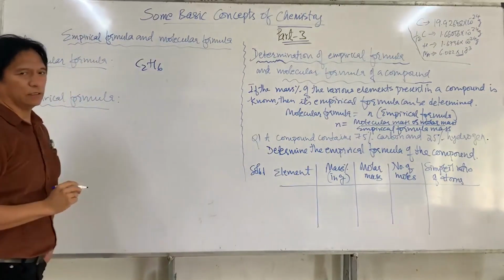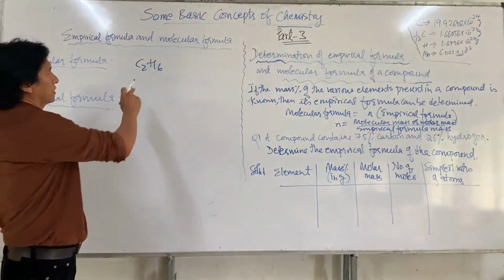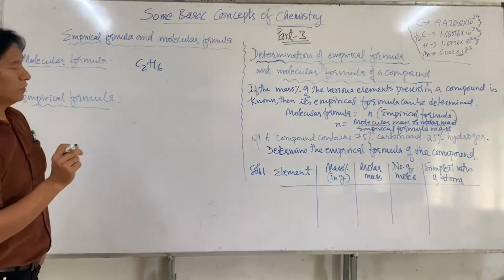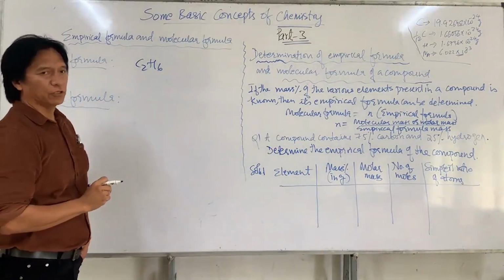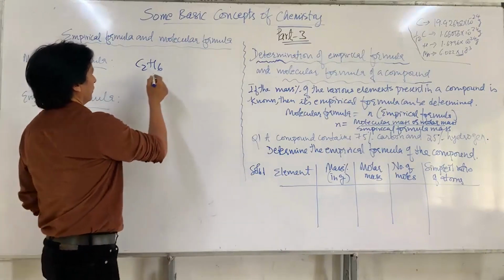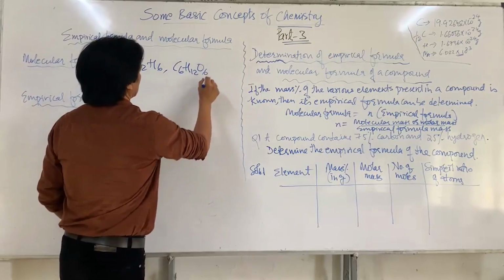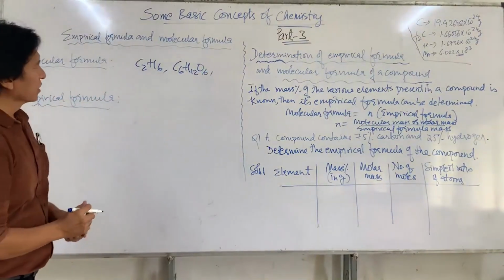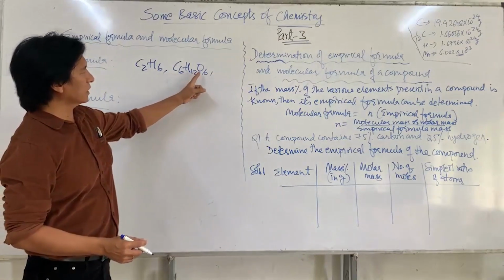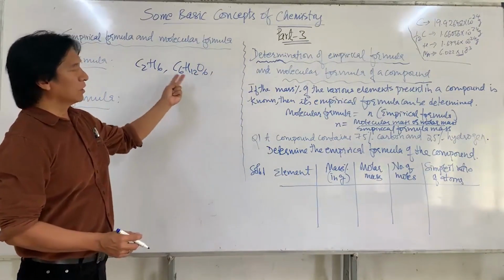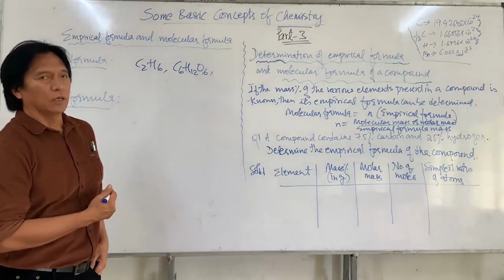Now, the best example is, for example, if you write C2H6, this is ethane, isn't it? So this is the molecular formula of ethane, and you know that in a molecule of ethane you have 2 atoms of carbon and 6 atoms of hydrogen. Likewise, if you take up C6H12O6, this is the formula of glucose, and here you have 6 atoms of carbon, 12 atoms of hydrogen and 6 atoms of oxygen. So this is the molecular formula of glucose.